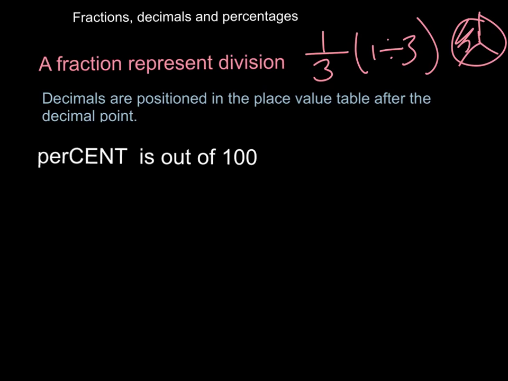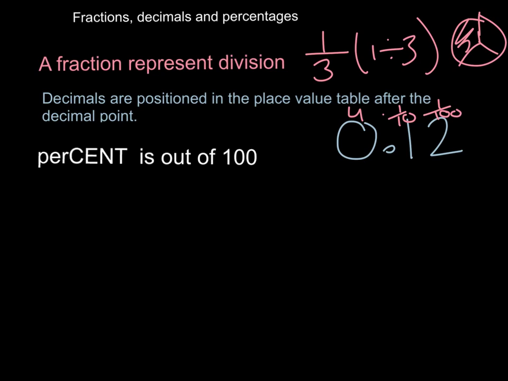A decimal is positioned in the place value table, and it's the number after the decimal point. So for example, if we look at 0.12, we can see that's a decimal, and in terms of the place value table, this is our units. There's the decimal point, so we can see the location. The 1 represents the tenths and the 2 represents the hundredths. So knowing about decimals is really key to the place value big idea.